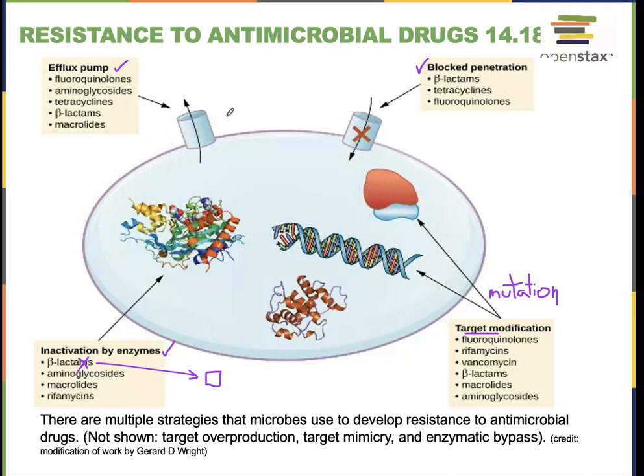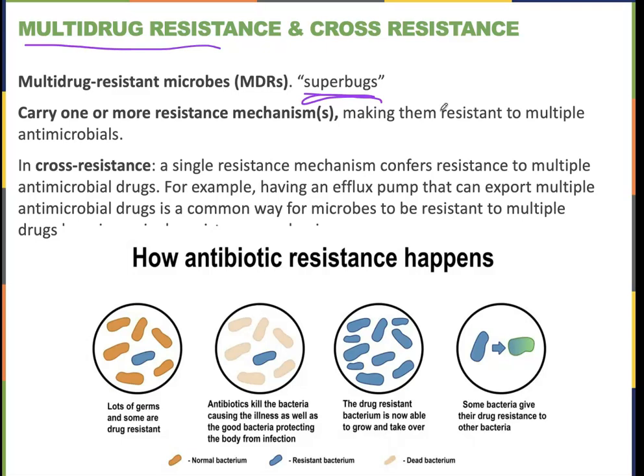So let's go back to that picture. These are the resistance mechanisms. And one bacteria can have maybe a pump and a beta-lactam block, right? So maybe the pump pumps out tetracycline and fluoroquinolone, and then this blocks out beta-lactams and tetracycline and fluoroquinolones. So you have a double whammy. Now this bacteria is going to be resistant to all of these medicines and all of these medicines, right? So that is multi-drug resistance. They can build up multi-drug resistance. We'll talk about that in a second.